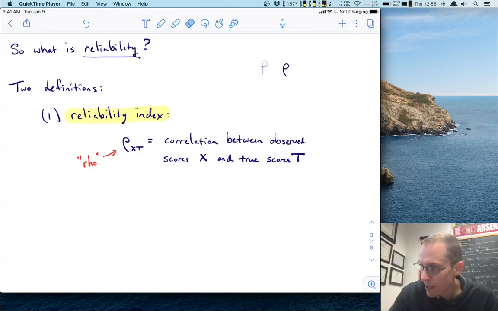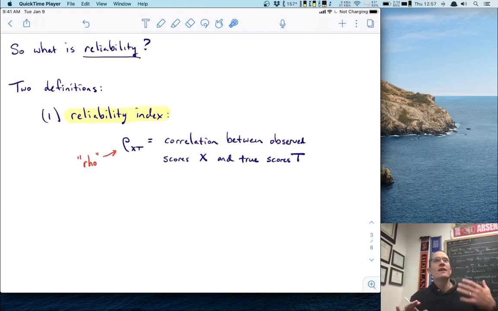It is a rho. And what is it? It's the reliability index. So it's denoted rho XT, and that means it's the correlation between the observed scores and the true scores. Now, reliability is supposed to be the extent to which differences in the observed scores are related to differences in the underlying true scores. And so one way to characterize that is with this reliability index. It's simply the correlation between the observed scores and the true scores.